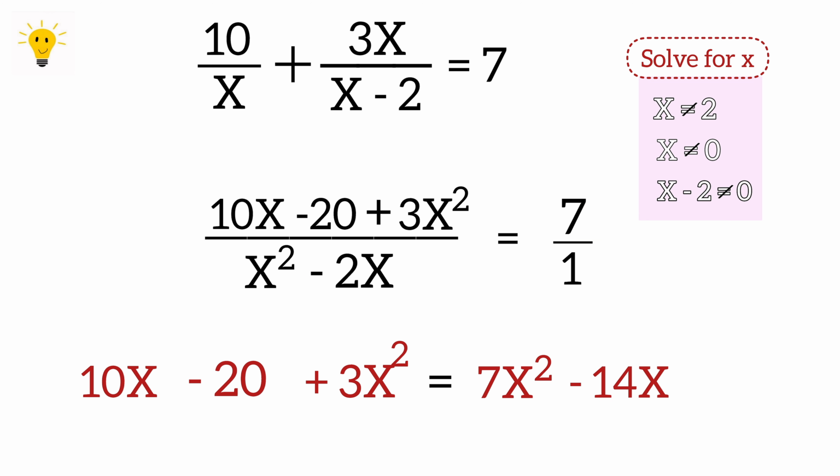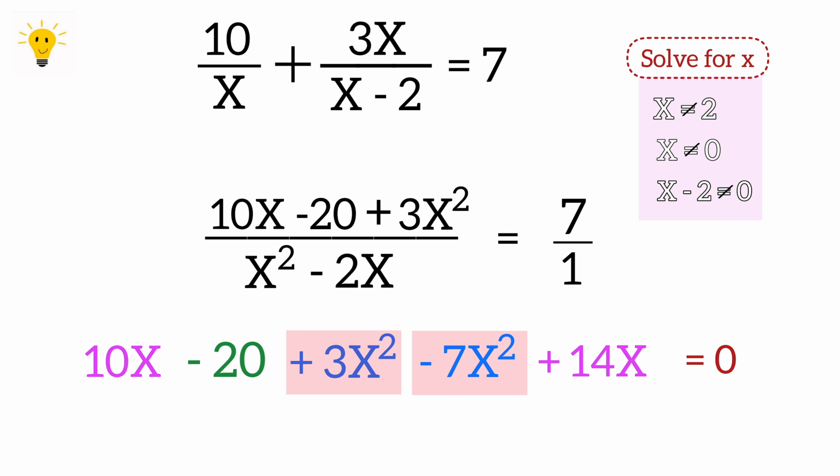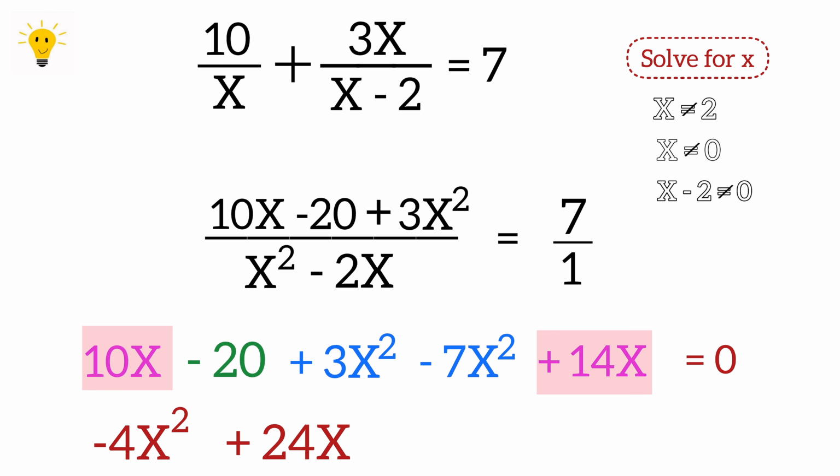Now we don't have a fraction, so we're going to take everything that is on the right hand side of the equal sign to the left hand side so that we group the like terms. Minus 7 plus 3 will give us minus 4. 10 plus 14 is 24. 20 has no like term, so we're just going to drop it as it is.